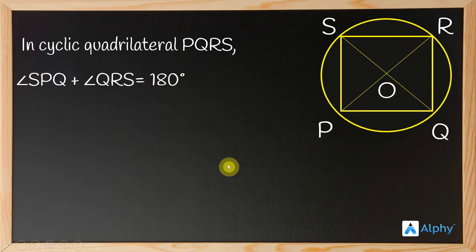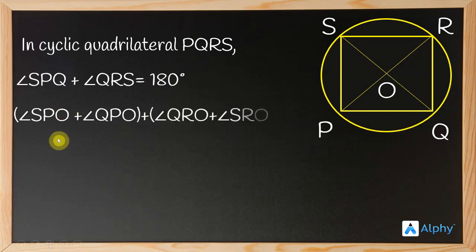Now how can we write that? We know this property that the sum of the opposite angles of a cyclic quadrilateral is 180 degrees, and this is the property that we're using for this particular quadrilateral we have with us. The next step is that we have divided angle SPQ as a sum of angle SPO and QPO. Let me mark these angles right here for you. So this is angle QPO and angle SPO, and this angle SPQ is a sum of these two.